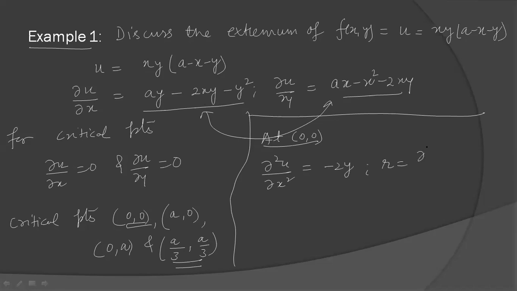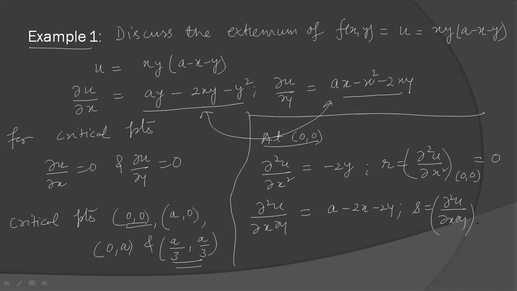So what is your r? R is del 2u by del x square at this critical point 0, 0, which is 0 here. Then del 2u by del x del y: differentiating with respect to y, you will get a minus 2x minus 2y. So your s, del 2u by del x del y at 0, 0, is a here. Del 2u by del y square, differentiating with respect to y, you will get minus 2x, and the value at 0, 0 will be 0.